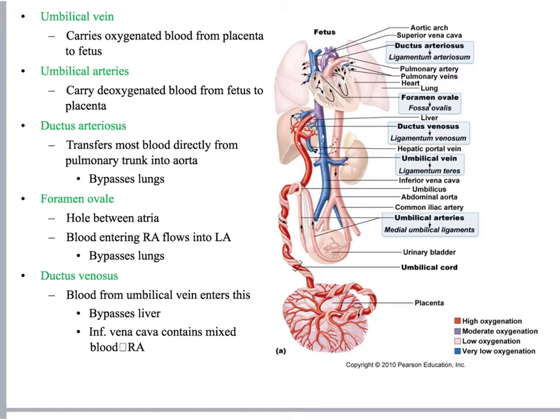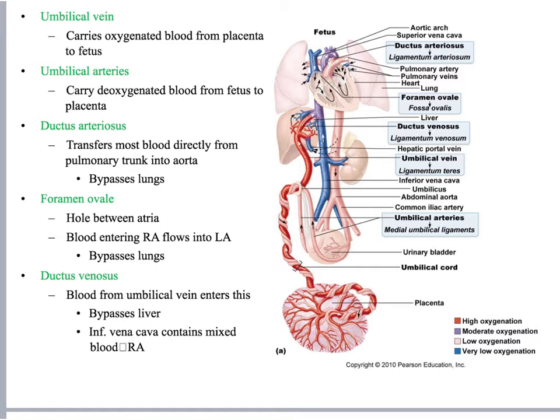Now, the umbilical arteries and veins are a little different, just like when we talked about the pulmonary arteries and veins. They don't necessarily carry what you would expect. Umbilical arteries carry deoxygenated blood from the fetus to the placenta, and umbilical veins carry oxygenated blood from placenta to fetus. So again, this is a little bit opposite of what you might be thinking. These are in what once was the allantois and eventually becomes the umbilical cord.